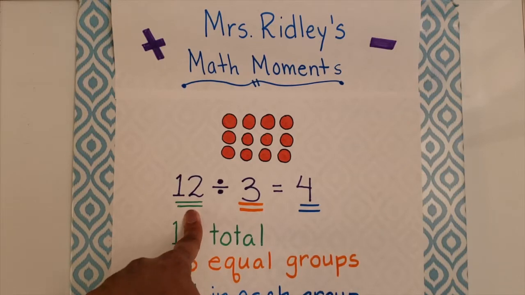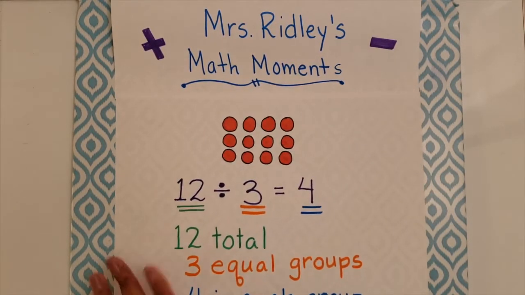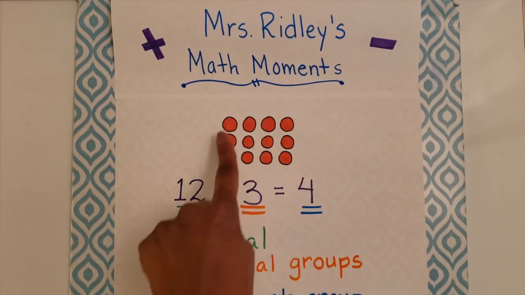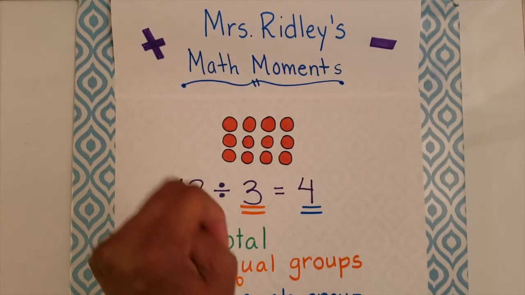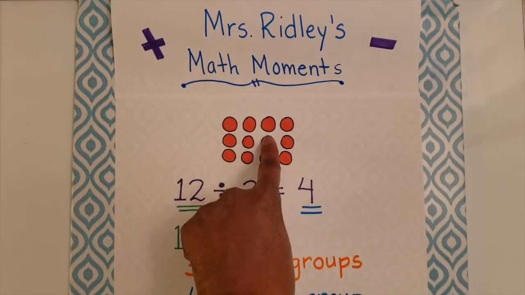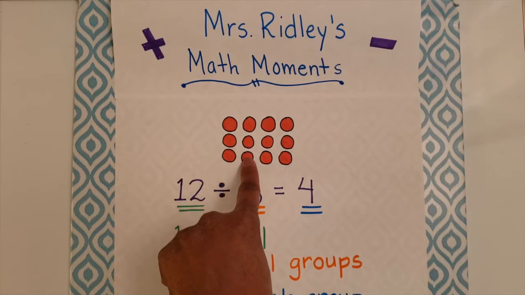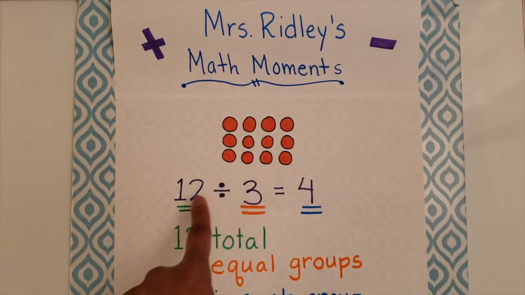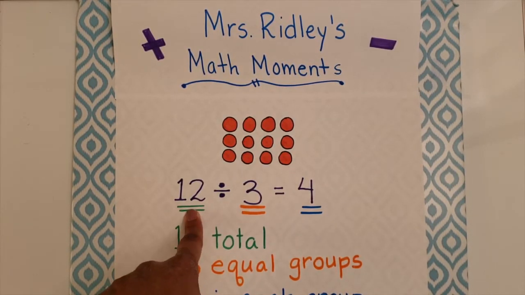Every division equation begins with the total. Okay, so if we look at this array, the total amount of red circles in this array is 12. We can count them to find out. 1, 2, 3, 4, 5, 6, 7, 8, 9, 10, 11, 12. There are 12 total in this array.